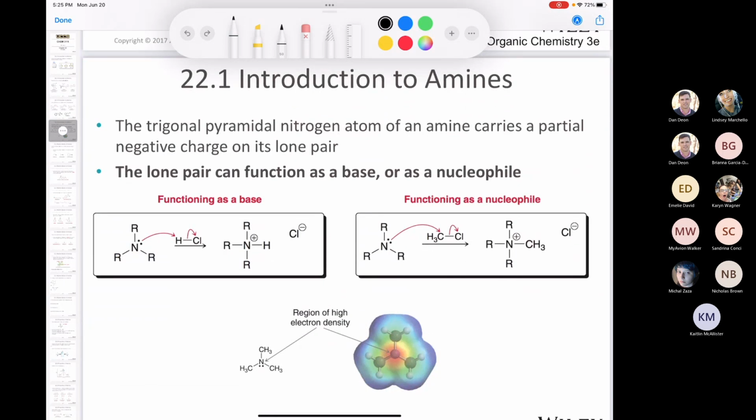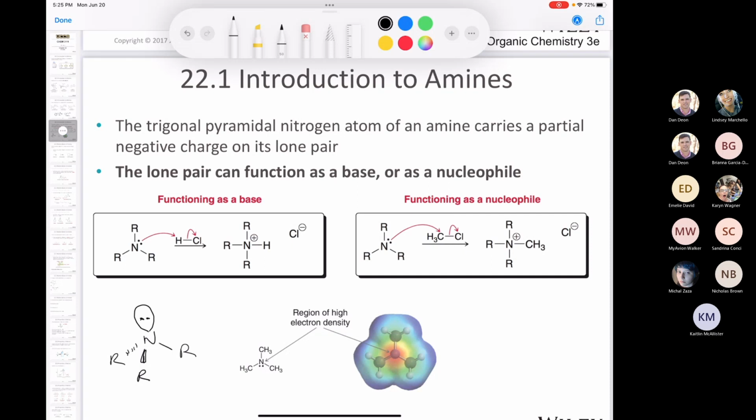And what's interesting is that the trigonal pyramidal nitrogen of an amine carries a partial negative charge on its lone pair, and therefore it can function as a base or a nucleophile, right? If you draw the molecular geometry of an amine, we have 1, 2, 3 R groups, right? So if we draw the 3 R groups like this, I'm just going to draw the lone pair, sticking up like this.